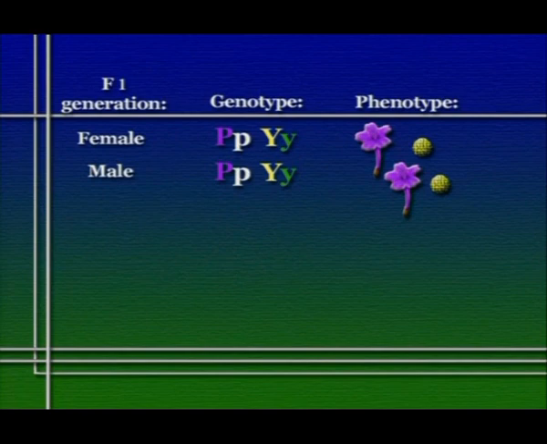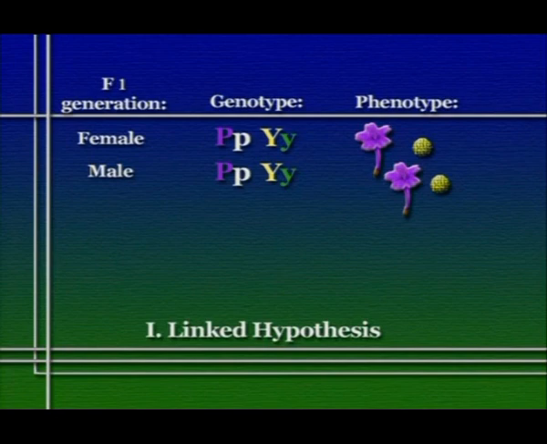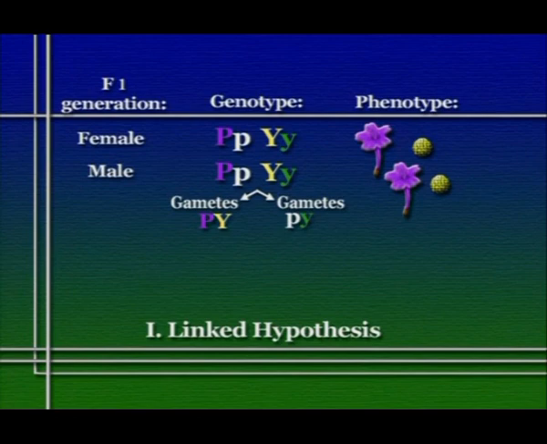Now, the first possibility suggests that the alleles inherited from one parent will always stay together. That is, we say that they remain linked, in which case an F1 individual could only produce two types of gametes. They could produce gametes having both dominant alleles, that is, a big P, big Y gamete, and gametes having both recessive alleles, that is, a little p, little y gamete.